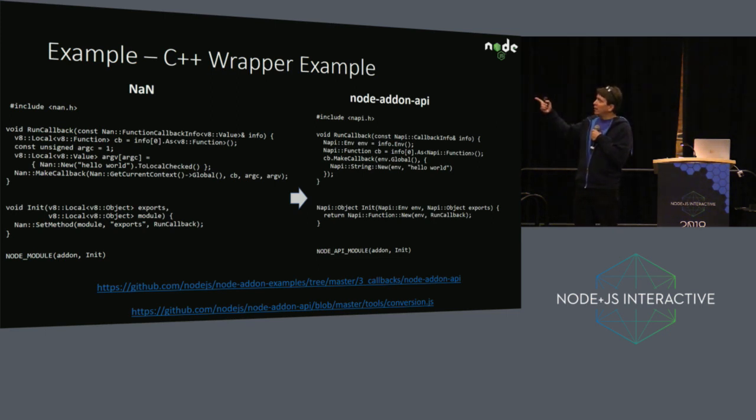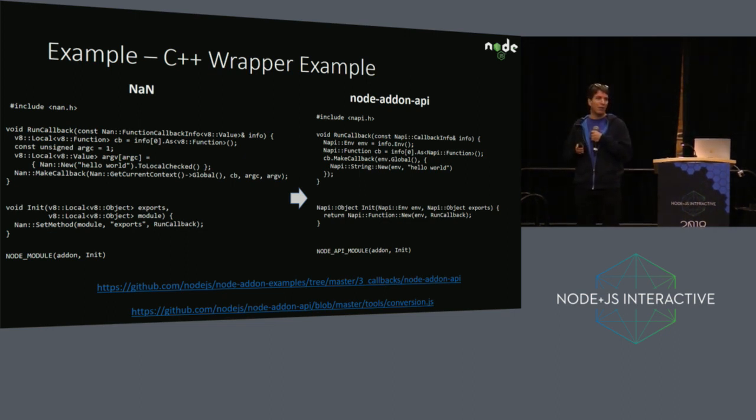We mentioned Node add-on API. So this is the same example, but written using the C++ wrapper. And we've got the NAN version and the Node add-on API version. The key message here is that, if you're using NAN, it should not be that big a change. They look fairly similar. We still have our Node API module versus Node module. We still have an initialization method. And if anything, the calls to actually create the objects, get access to the parameters and all that are a bit more concise than NAN.